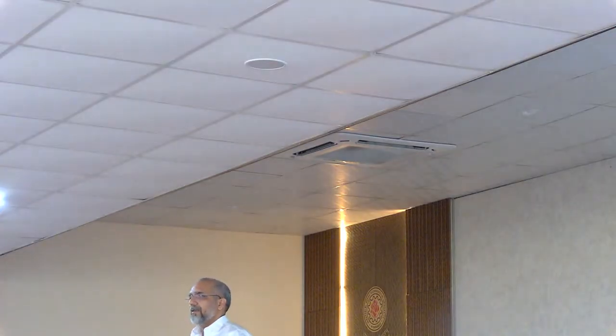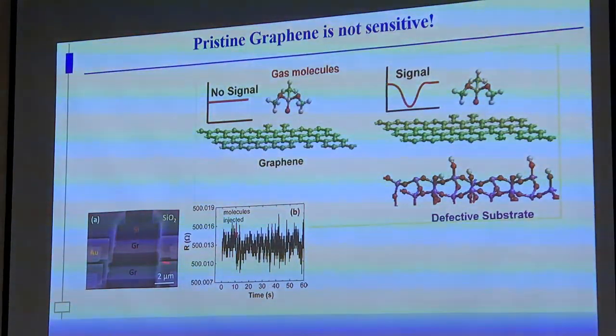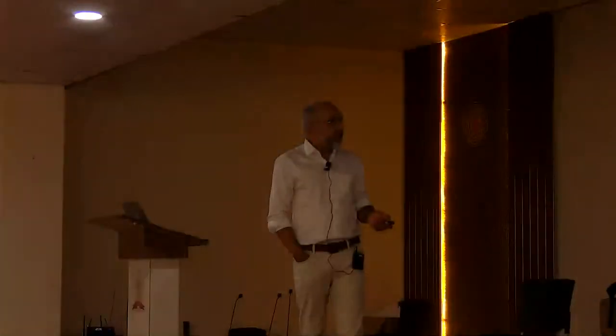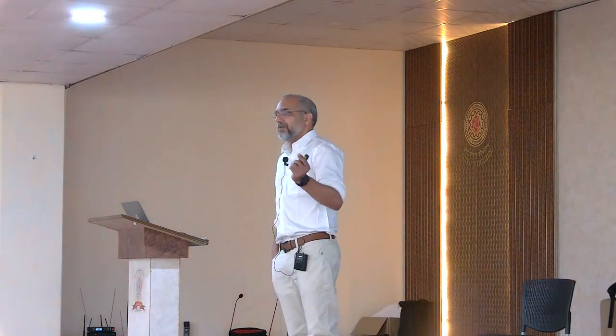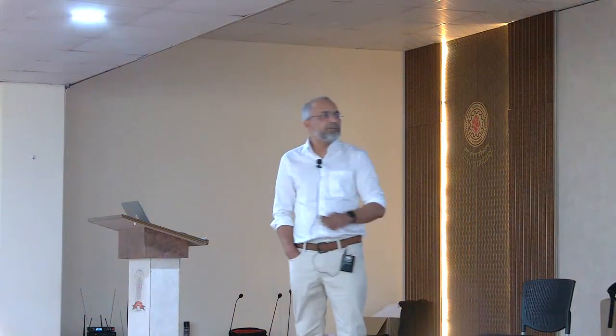Can you verify whether suspended free graphene will be sensitive or not? Then we fabricated a device here. These are graphene on silicon and they are suspended, freely hanging. When we expose this device to the DMMP and DCB molecules, you can clearly see there is no sensing signal. But this was not an FET device, this was simply a chemoresistive device. Even so, we can confirm that pristine graphene on any pristine substrate is not sensitive at all.